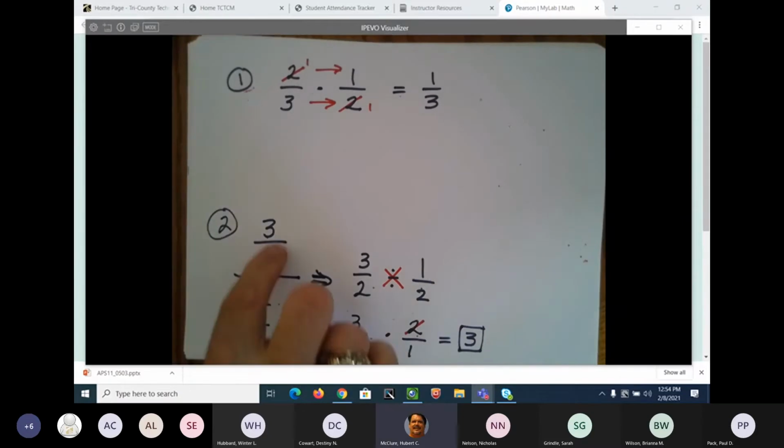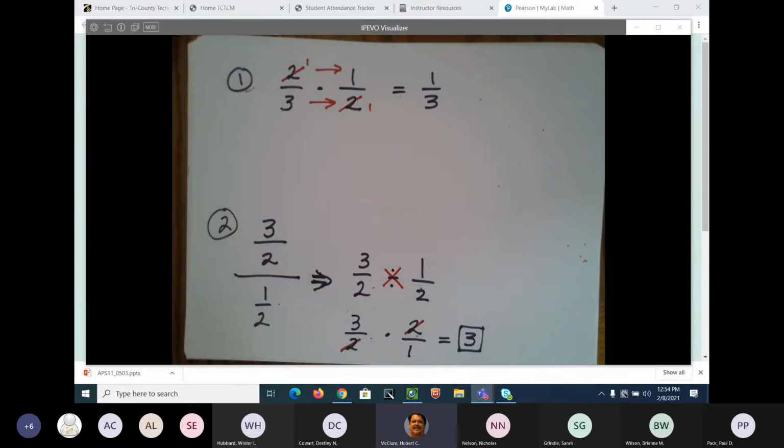Now, 3 halves divided by 1/2. You multiply by the reciprocal, which means 2 over 1. 3 times 2 divided by 2 is 3. 3 times 1 is 3. 1 times 1 is 1. 3 over 1 is 3. Either way, you're going to get 3.